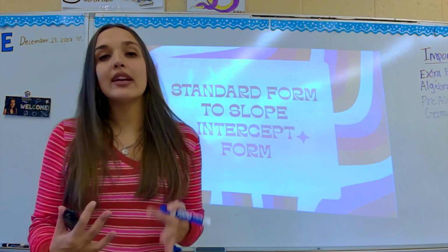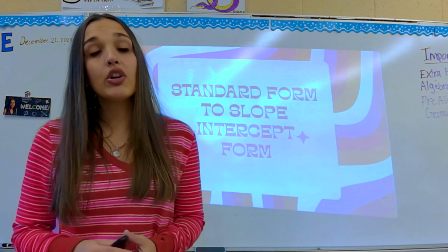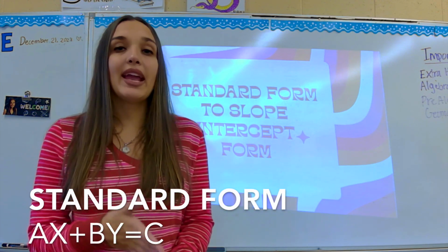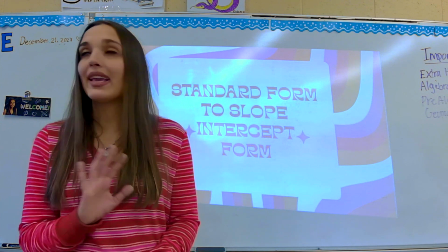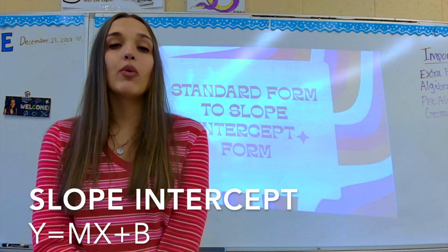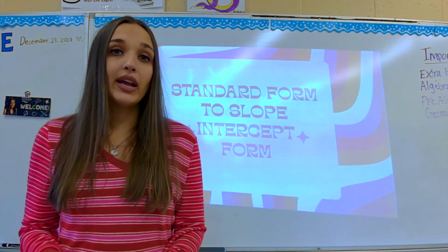But I'm using these words standard form and slope-intercept, and you're like, what is that? So let's recall, standard form is ax plus by equals c, where my a, b, and c have to be integers. They can't be fractions, they can't be decimals. And slope-intercept form is y equals mx plus b, where m is our slope and b is our y-intercept.